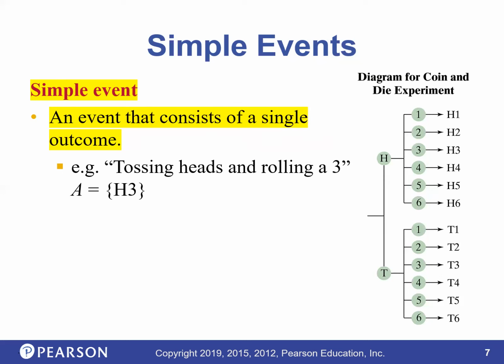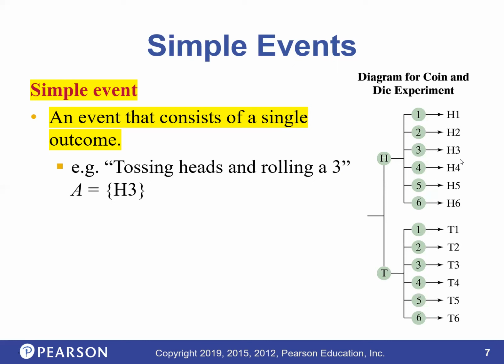This one, let's talk about this one. You're tossing heads and then rolling a 3. Is that a simple event? Yeah, it's one single possible outcome out of all those. Tossing a head goes to the first one right here. Rolling a 3 would be right here, so we would label it as H3.